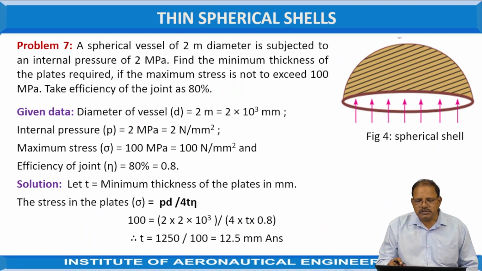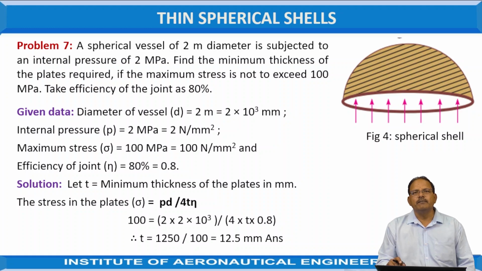The second problem is based on this same spherical shell. A spherical vessel of 2 meter diameter is subjected to an internal pressure of 2 megapascal. Find the minimum thickness of the plate required if the maximum stress should not exceed 200 megapascal. Take the efficiency of the joint as 80%.